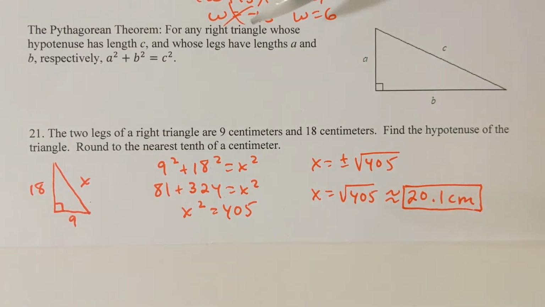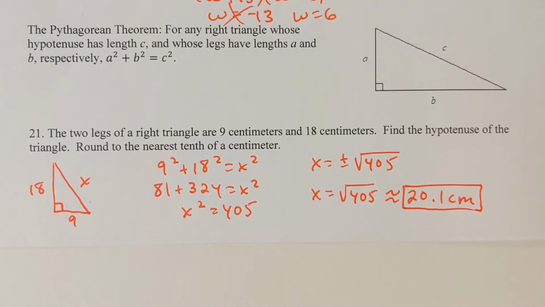The Pythagorean theorem says that for any right triangle whose hypotenuse has length C and whose legs have lengths A and B, A squared plus B squared equals C squared. So the sum of the squares of the legs is equal to the square of the hypotenuse. You can only use the Pythagorean theorem if you have a right triangle. Here I've marked a right angle, a 90-degree angle. If you have any other triangle, not a right triangle, the Pythagorean theorem would not apply. So let's take a look at some examples of where we're using the Pythagorean theorem.